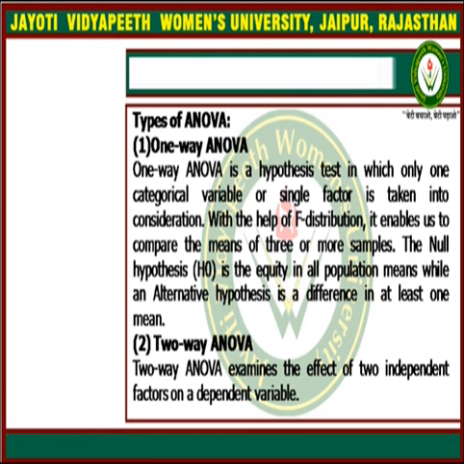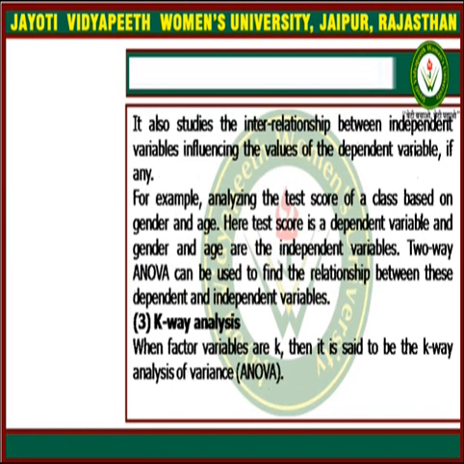two independent variables, on a dependent variable. So it is important that there are two independent variables, and in the two-way ANOVA test we have to examine what kind of effect will be made by the two independent variables on one dependent variable. It also studies the interrelationship between the independent variables influencing the values of the dependent variable, if any.